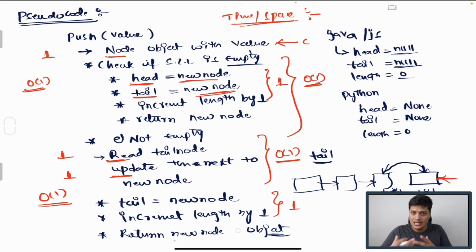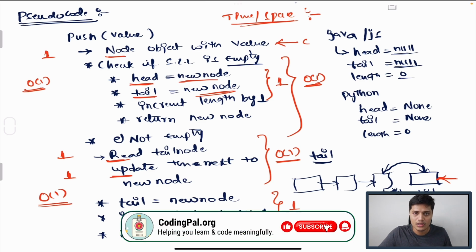Okay, so that is all with respect to implementing the push functionality on a singly linked list. In the next video, let's talk about the pop functionality on a singly linked list, where we try to delete the very last node we have inside the singly linked list.